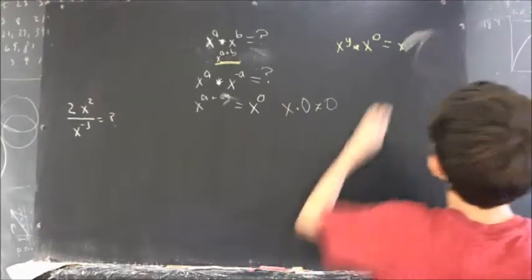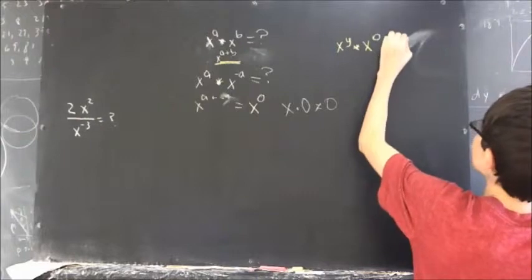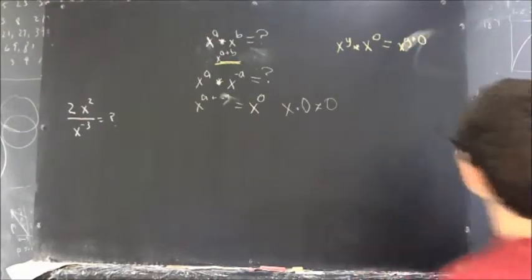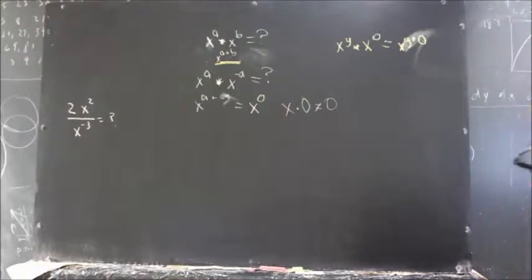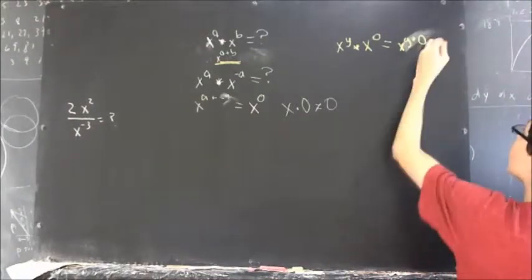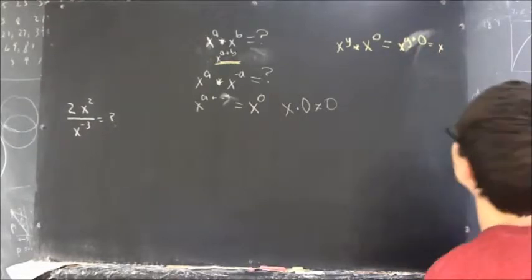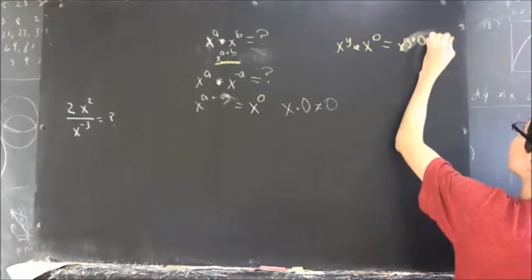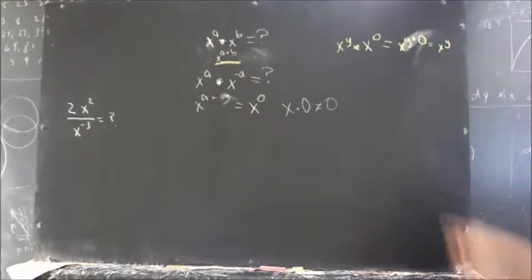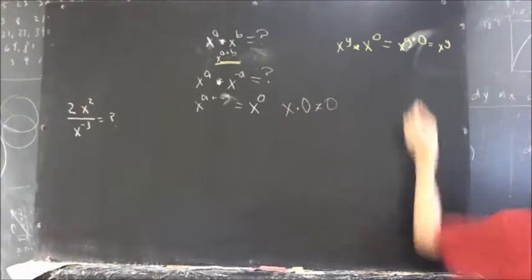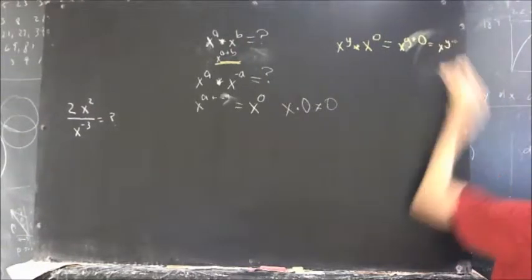So there we go, y plus 0. Then you think about that, that just equals x to the power of y. Because the 0 is 0, so you don't see it almost. It's always got the invisible 0 in there.